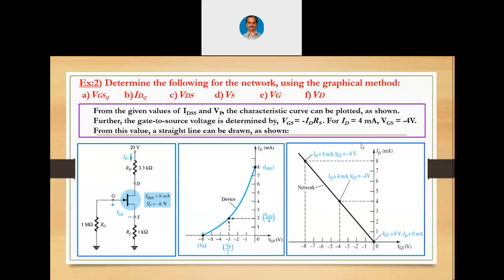There is a question. What is the question? But sir, in the formula, Vgs equals minus ID into Rs. If ID is IDSS by 4, then Vgs would be minus 2. So in the graph, how can it be minus 3? No.